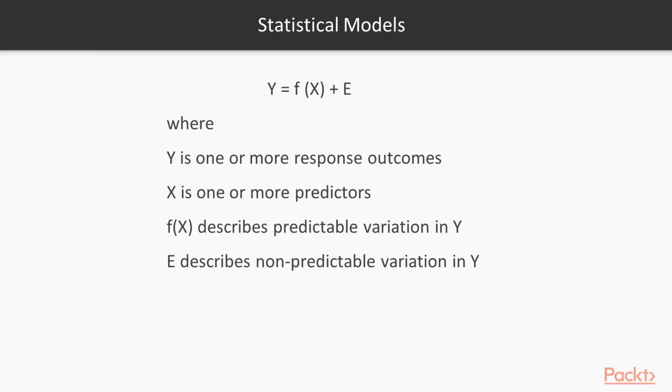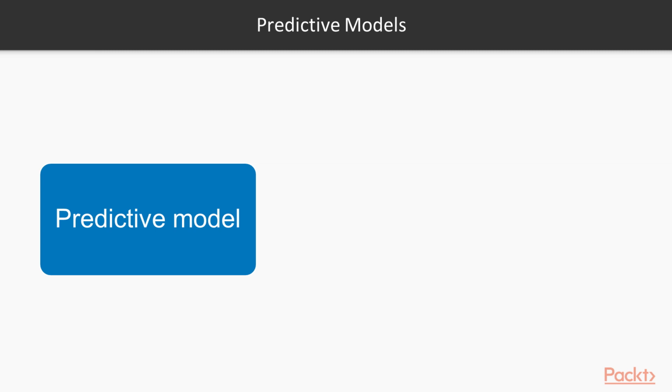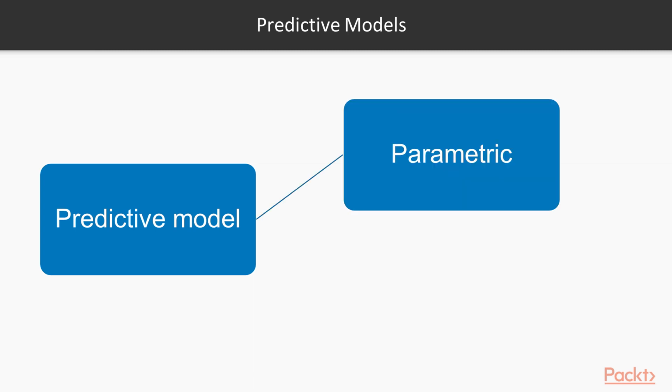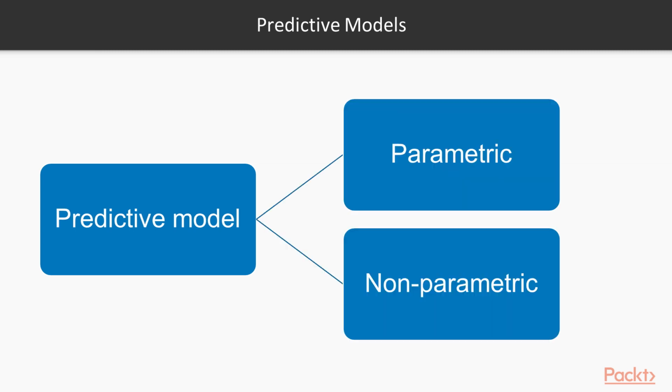Formally, a statistical predictive model could be defined like this, where Y is one or more continuous or categorical response outcomes. X is one or more continuous or categorical predictors. F of X describes predictable variation in Y. E describes a non-predictable variation in Y. Broadly speaking, there are two classes of predicted models, parametric and non-parametric.